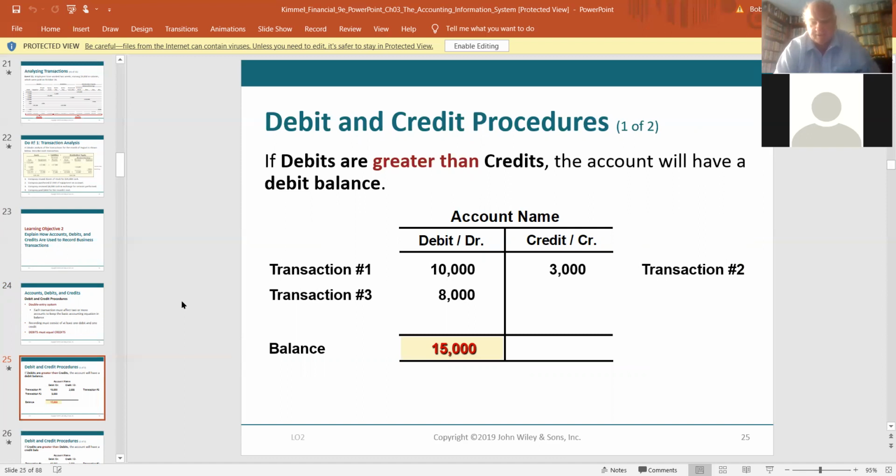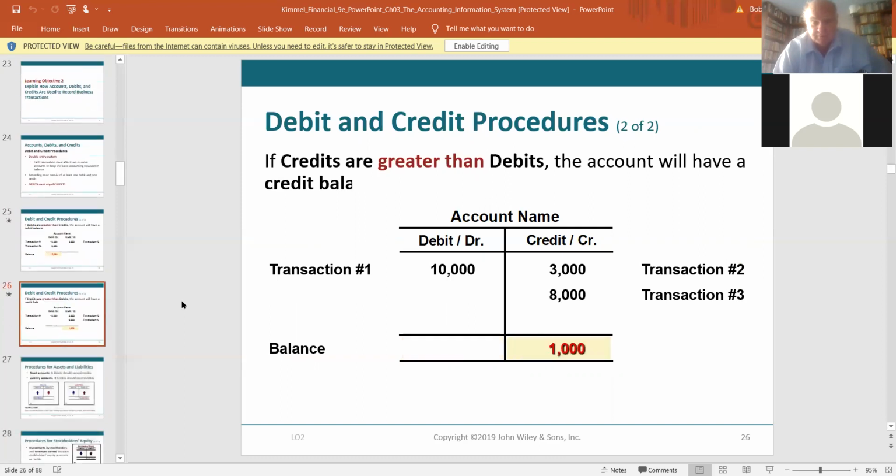Debit and credit. The only thing debit means is left, credit means right. That's all it means. Debit means left, credit means right. A debit is not better than a credit is not better than a debit. There are no value judgments here. Just means left and right, according to the rules of accounting. If credits are greater, it would have a credit balance. And notice we'll say we had 0 beginning balance. Then we had plus 10, and then we have minus 3, minus 8. That might have been prepaid revenue or something.